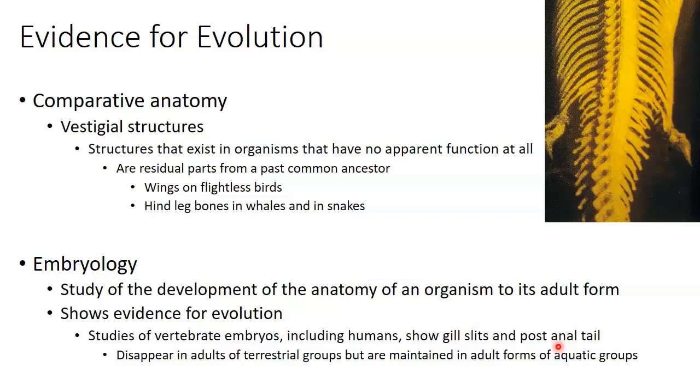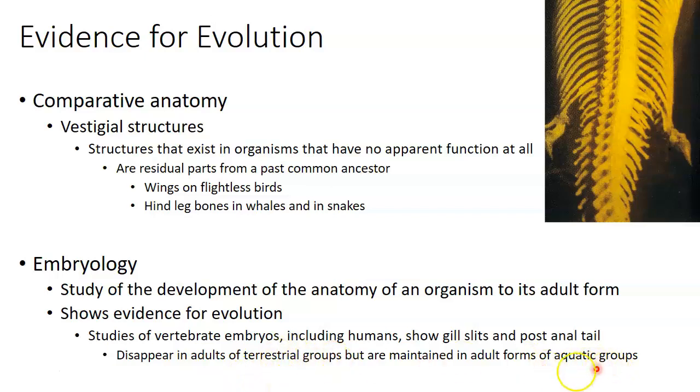Obviously, gill slits are not present in our adult form or in the form that is actually born. It's only there during early embryonic form. And again, the post-anal tail, it's going to fade away, but we are left with a tailbone. Okay. So again, these structures are going to disappear in adult forms of terrestrial groups, including humans.